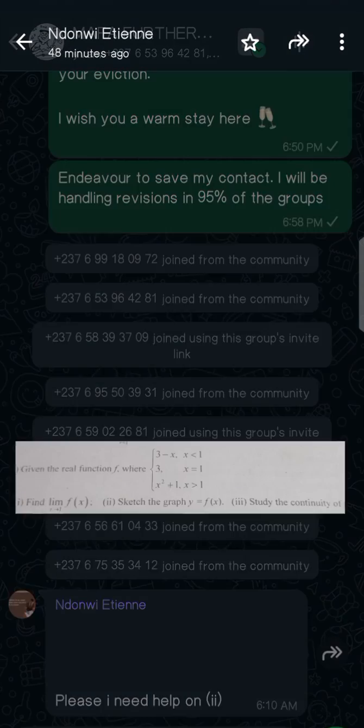All right. So since your problem is just with Roman 2, then I'll just try to focus on Roman 2, which says sketch the graph of y equal to f of x. But I think I will also explain maybe Roman 3 after sketching. So how do I sketch this graph?